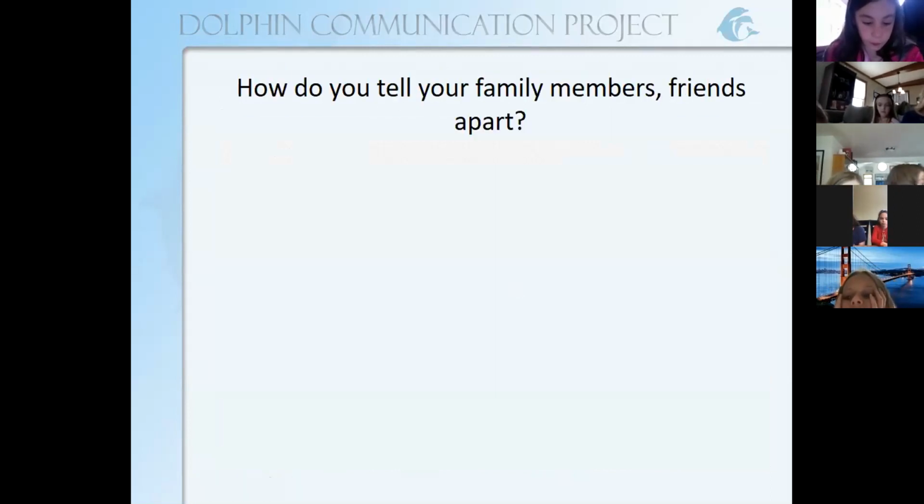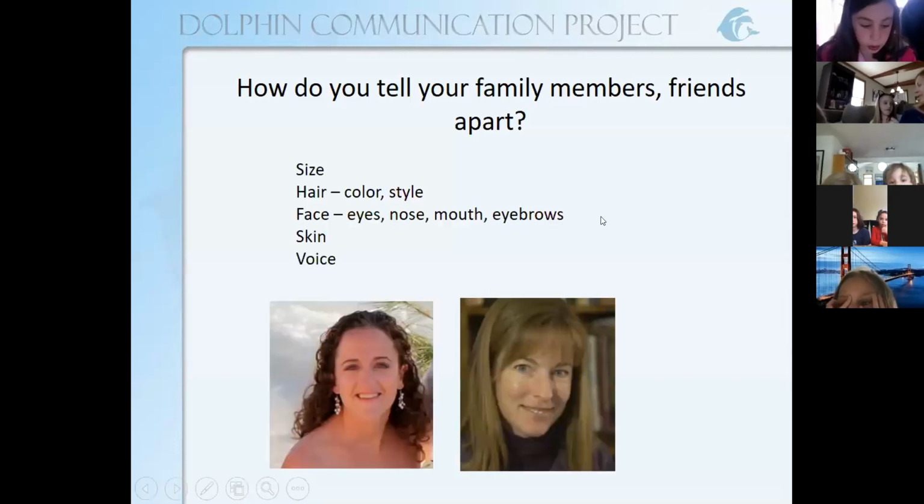So before we talk about dolphins, can you guys tell your family members apart? Can you tell your friends apart? Do you think that if a Martian came down from Mars to study humans, we would all look the same to her? Or do you think she could tell us apart? I bet we can tell each other apart, and the Martian could learn how to as well.